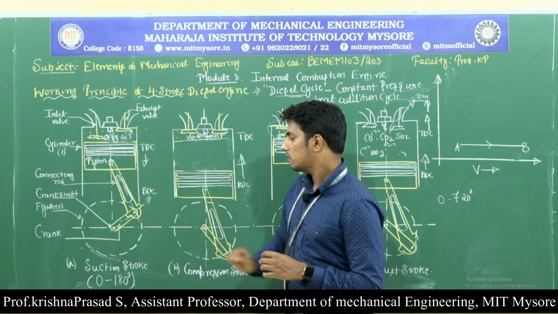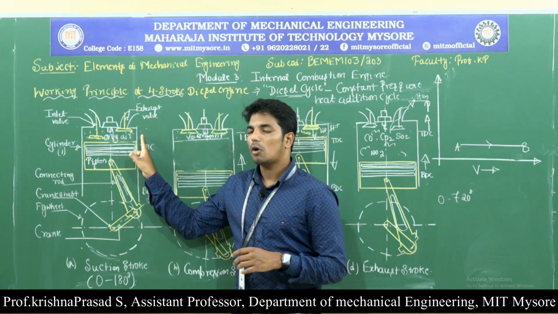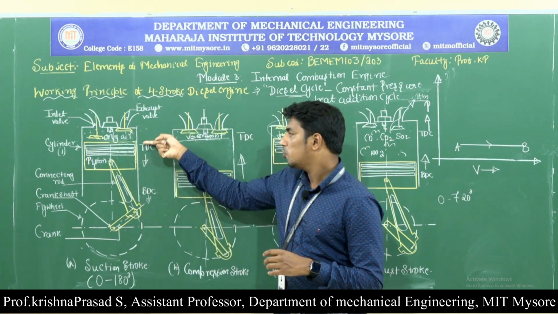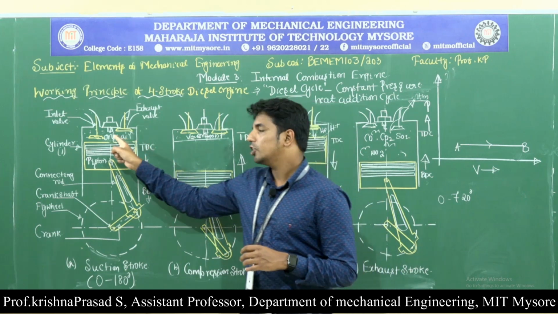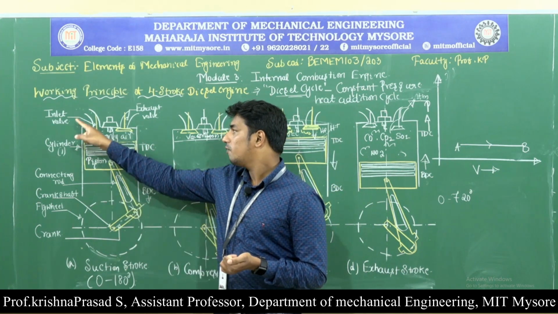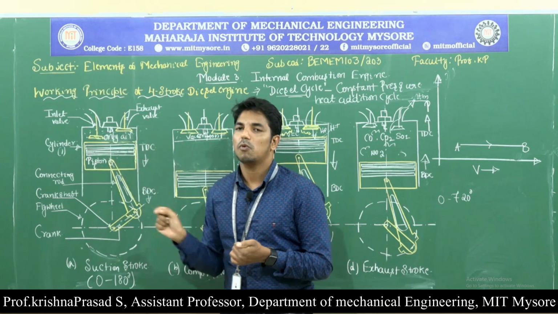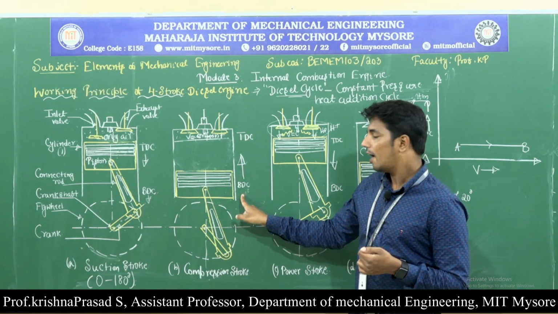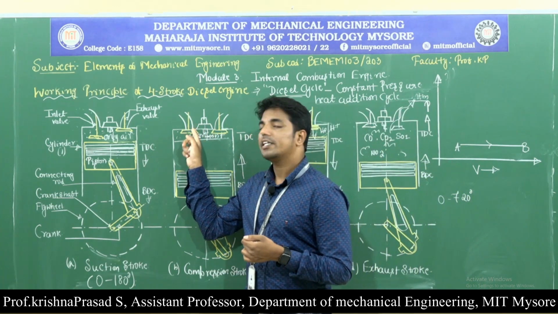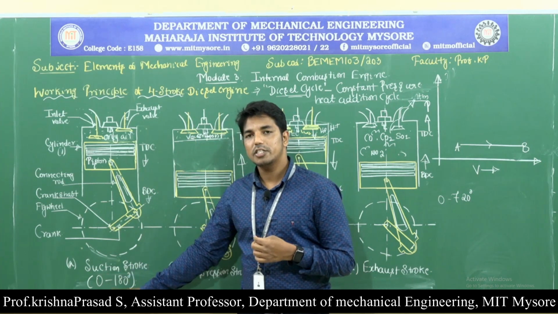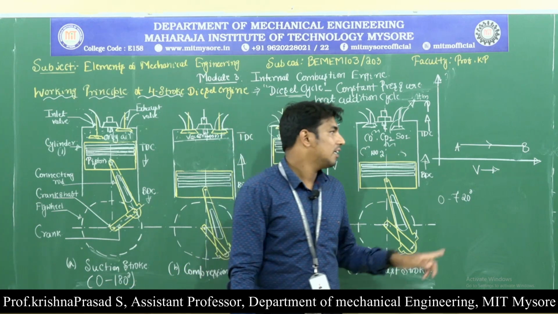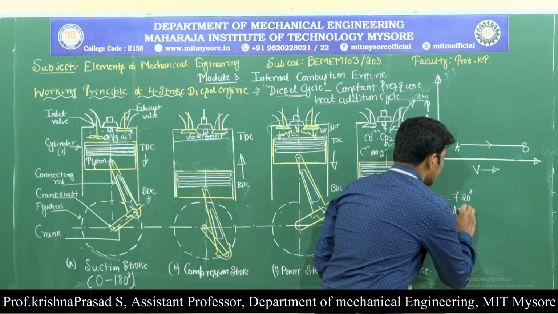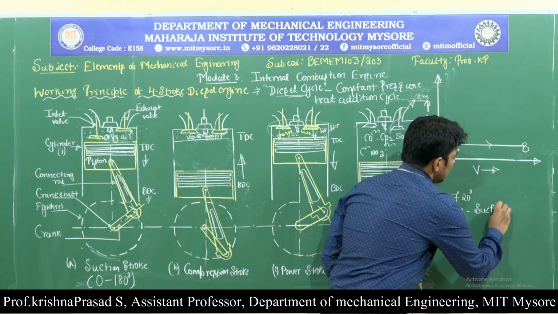I repeat, what happens in the suction stroke? The piston moves from top dead center to bottom dead center, the inlet valve is open and the exhaust valve is closed. Due to the downward movement of the piston, suction is created inside the engine cylinder, and only fresh air enters the engine cylinder through the inlet valve. Once the piston reaches the bottom dead center, the suction stroke ends and the inlet valve also gets closed. The crankshaft rotates 0 to 180 degrees during the suction stroke, and line AB represents the suction stroke in the PV diagram.